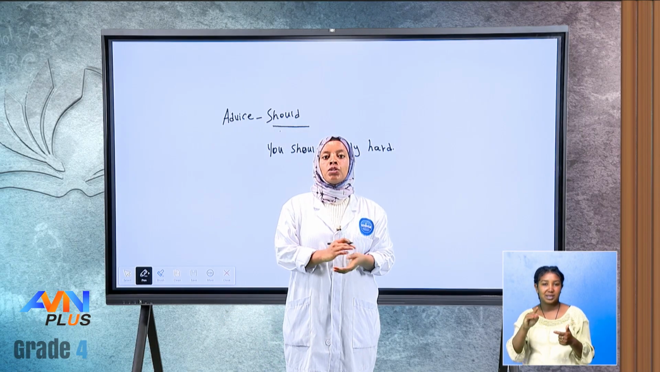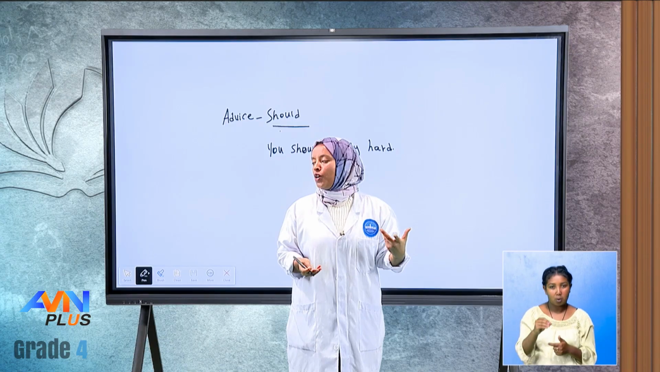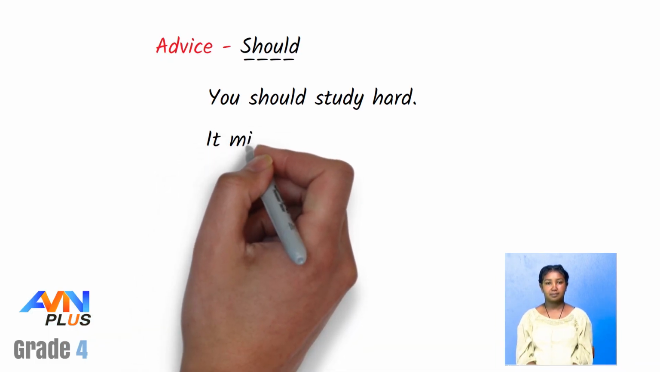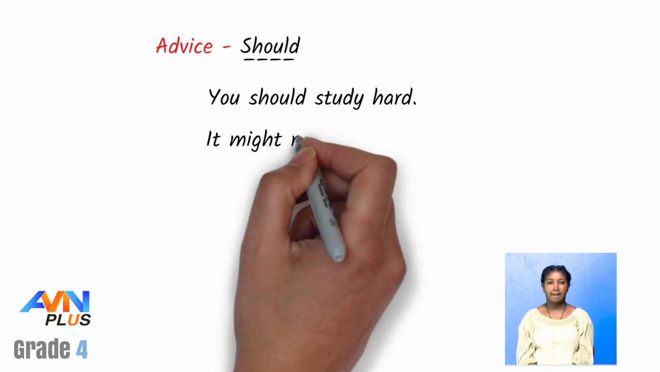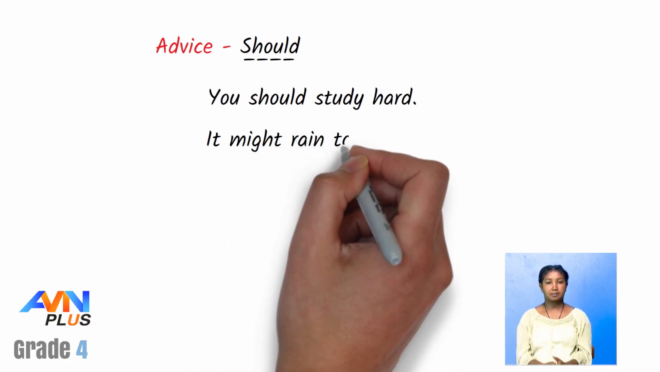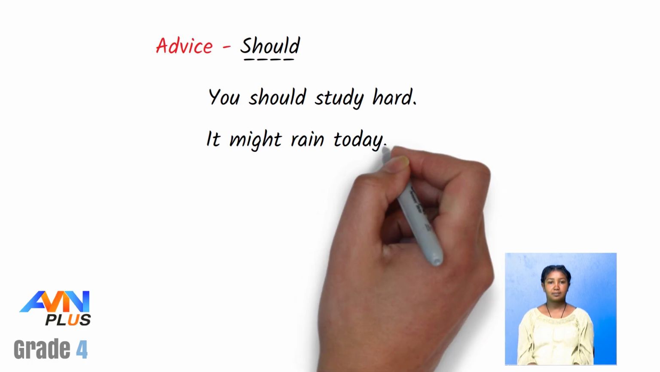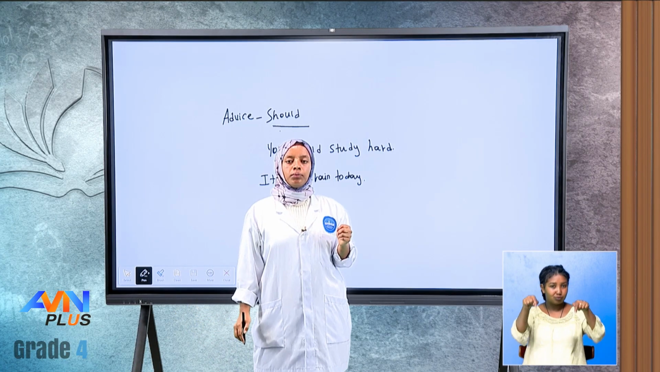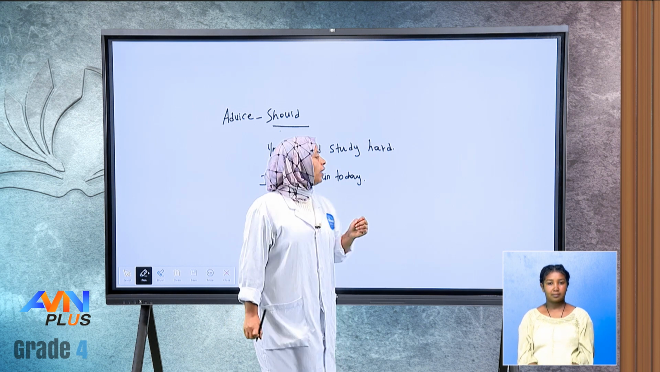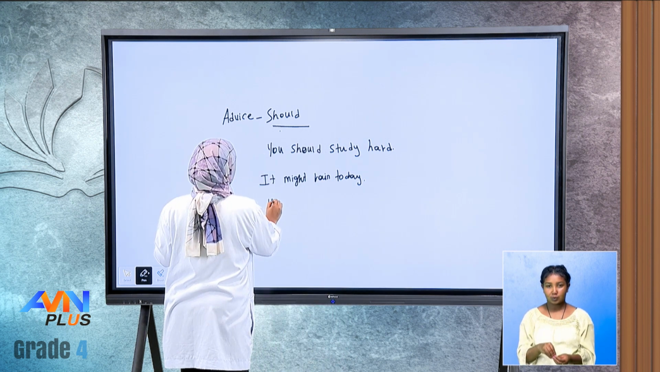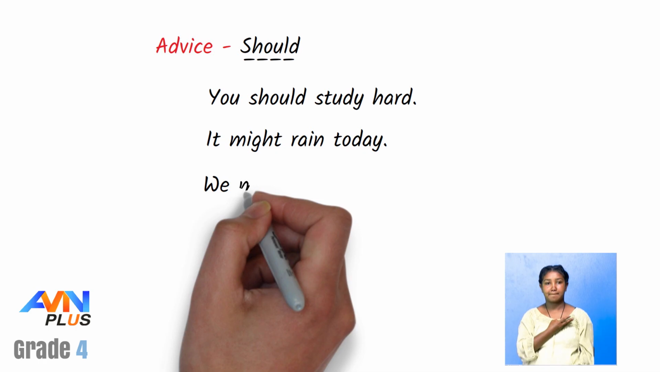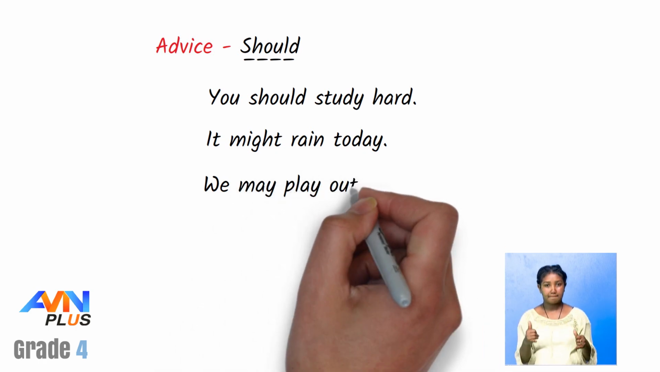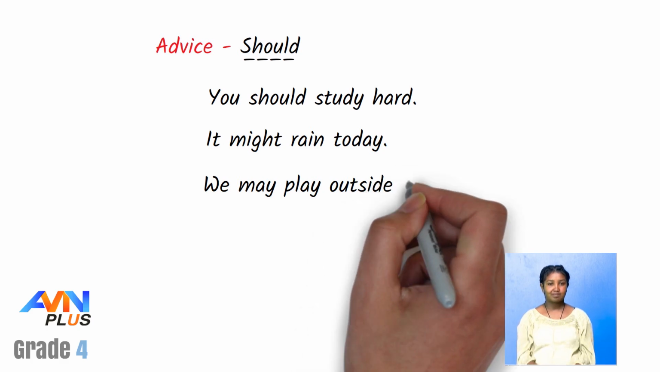Let us continue. The next one is probability and possibility. Like we can use may and might. For example, here is, it might rain today. It might rain today. And also, we may play outside. Here is after school.